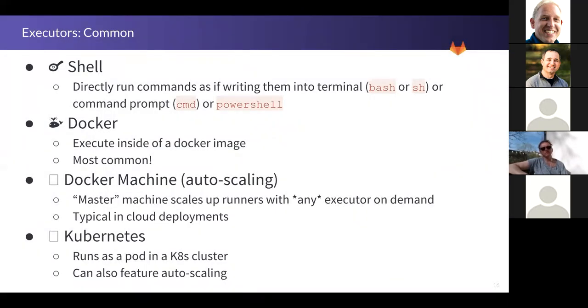So first, let's talk about the four most common. That would be Shell, Docker, Docker Machine, and Kubernetes. So Shell is exactly what it sounds like. This is directly running commands as if I'm writing them to the terminal. So bash or sh in Linux, or the command prompt or PowerShell in Windows. So this is as if I was a human being typing those into the terminal, again, as Gronk pointed out smartly, as the user that the runner is running as, typing those commands and executing them in parallel.